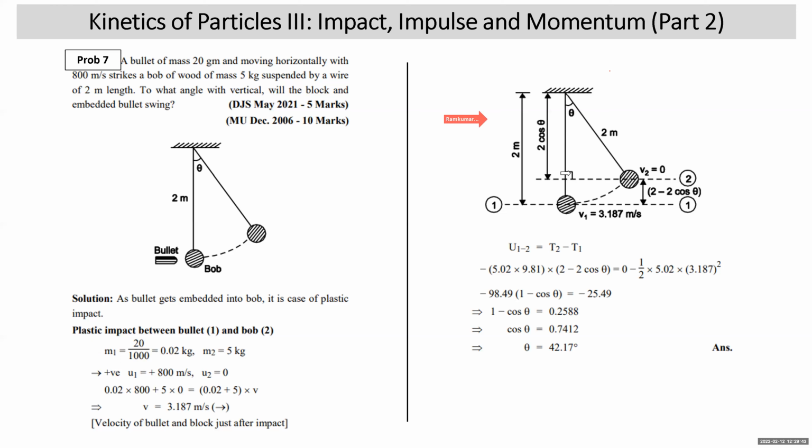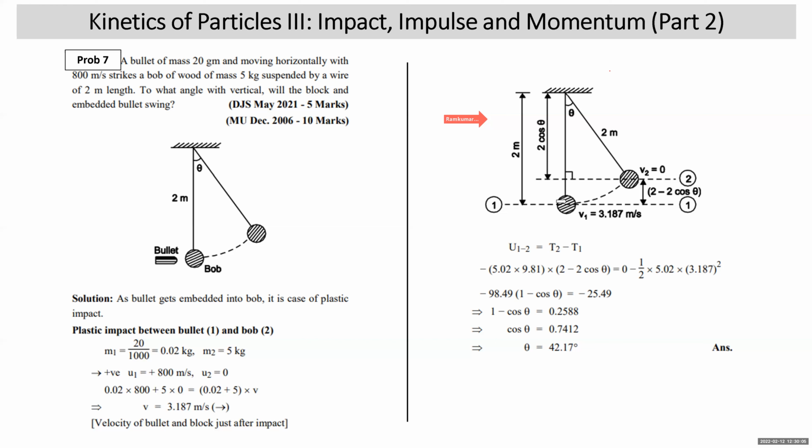This string is of 2 meter length. Here there is a bob. We take this as position 1. When it gains the velocity, we are considering just after impact, its velocity is 3.187 meter per second. As this bob is connected to a string of length 2 meter, it will start swinging along a circular path like this, dotted line. And how long it will keep on swinging?